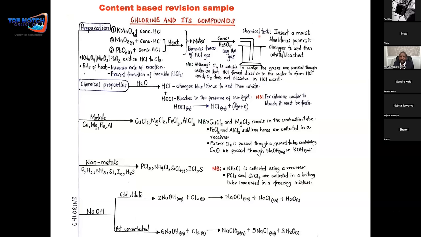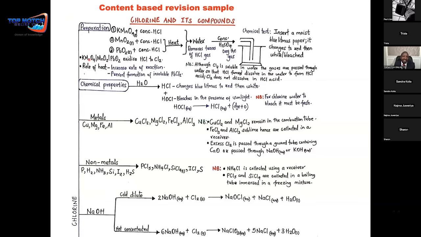The chemical test for chlorine: you insert a moist blue litmus paper, it changes to red, then white, or rather it is bleached. Don't say it is decolorized. You see now, in that one line, that is very pregnant information. It is giving you the summary of everything. Back at the method of preparation, it is there. Everything is captured there. Now, I'm giving you important points.